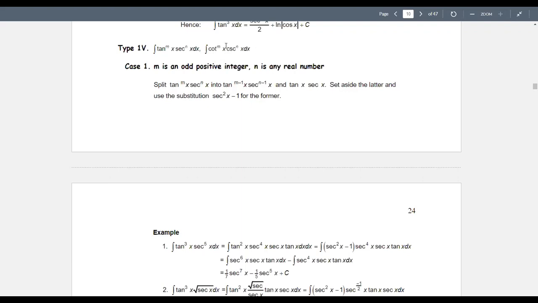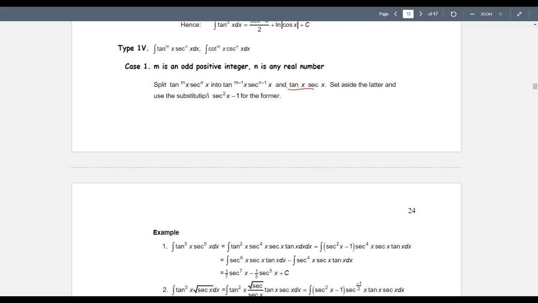You also need to subtract 1 from the exponent of the cotangent and the cosecant, and the cotangent and cosecant which you took from each of these you set aside, just like what was discussed here with the tangent x secant x function. What do you do? Set aside the latter. When we speak of the latter, this one.